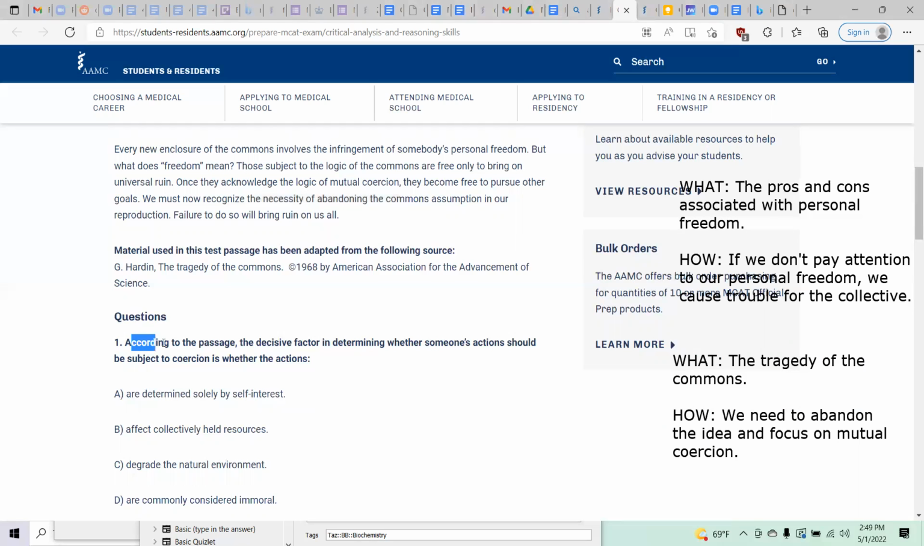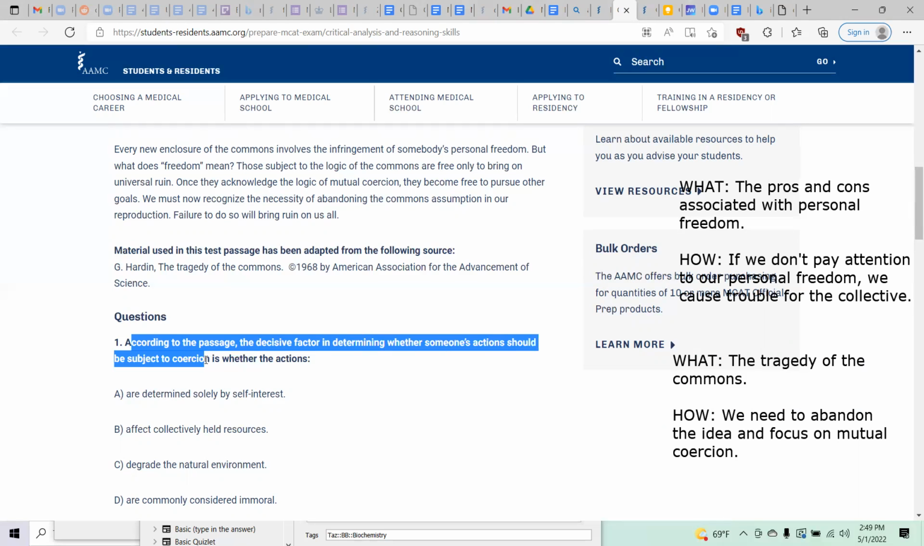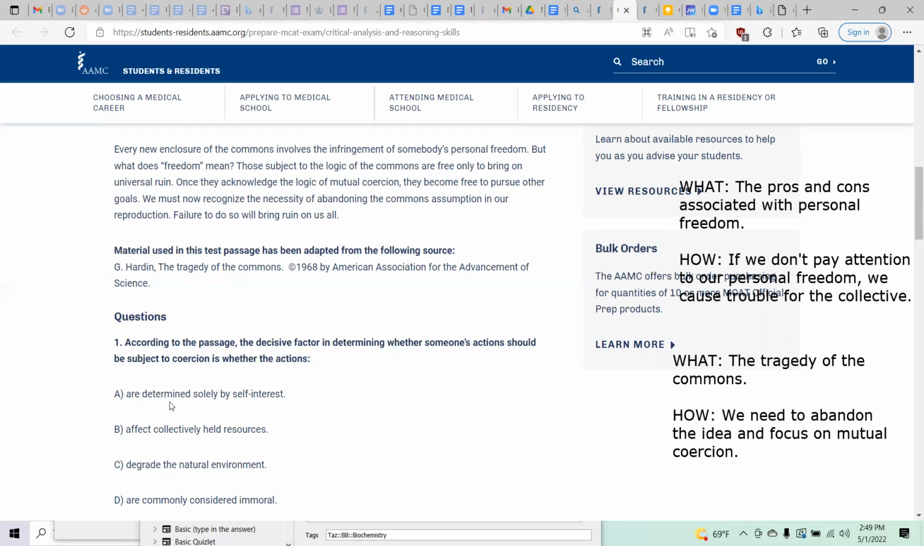Here we go. According to the passage, the decisive factor in determining whether someone's action should be subject to coercion is whether the actions A, are determined solely by self-interest, B, affect collectively held resources, C, degrade the natural environment, D, are commonly considered immoral. Which of these two choices are absolutely trash and have nothing to do with anything that we talked about? C and D. Exactly.